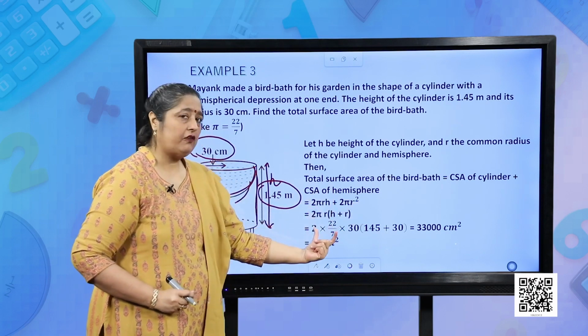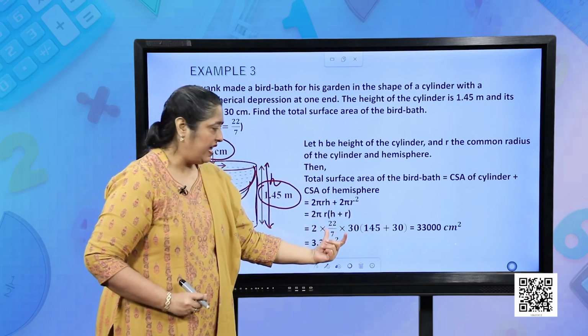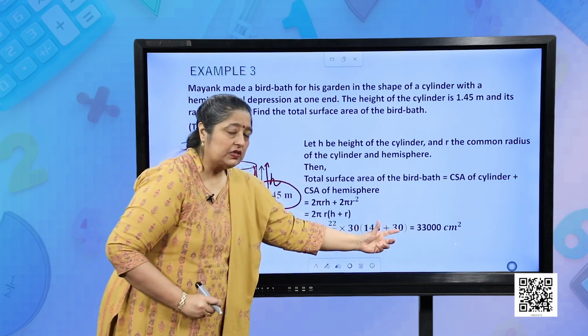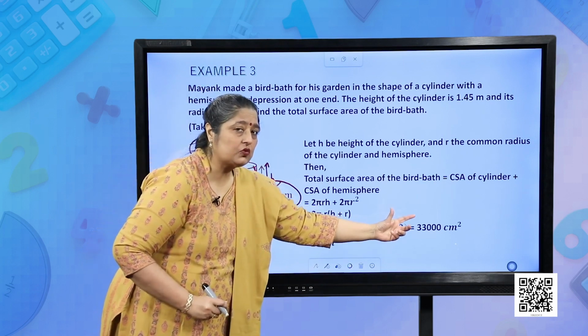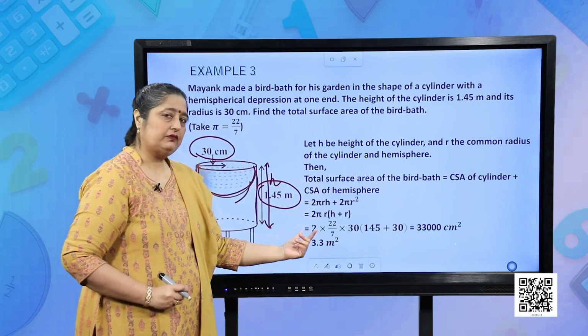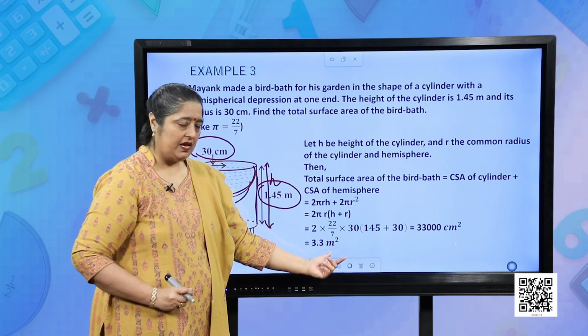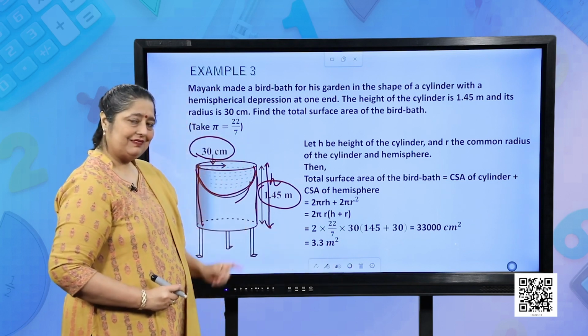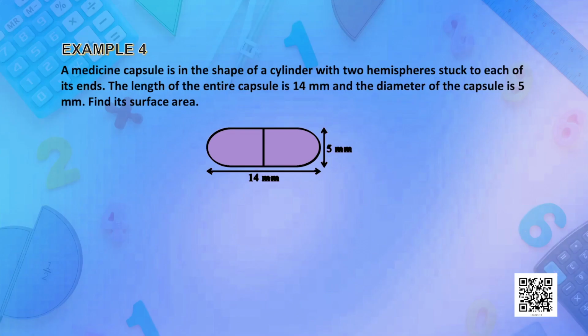Substituting again the value of pi, r and h, we have 33,000 centimeters square. Let us convert 33,000 into meters. We have 3.3 meters square. I hope this question is clear now. Let us move forward. Example 4.